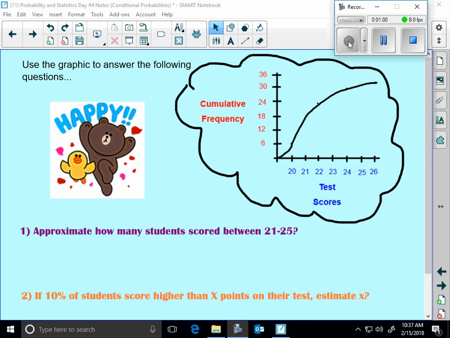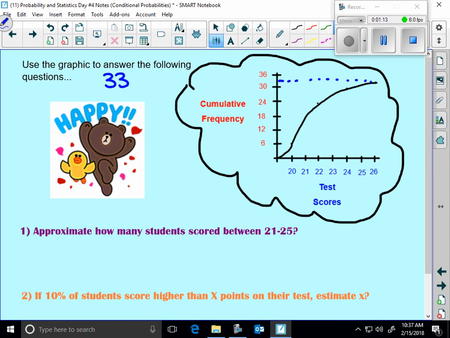Okay, so let's consider that there are 33 students in the class. Let's estimate that that's true. I'll just do a horizontal dash line there to approximate that. And now let's move on to number 1. What did we say? Approximately how many students?